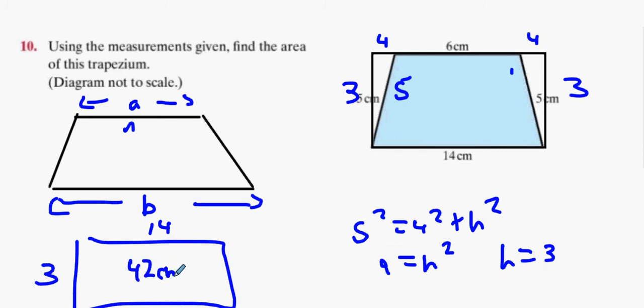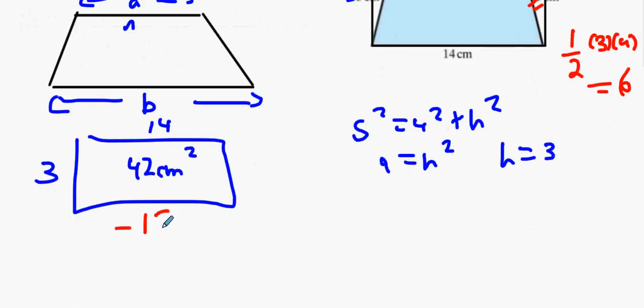42 centimeters squared, alright? Now next thing you can do is figure out the area of both triangles. It's a half base times height, so a half 3 times 4, which is 6. And then just take away the 2 6s. Take away 12, you get 30.